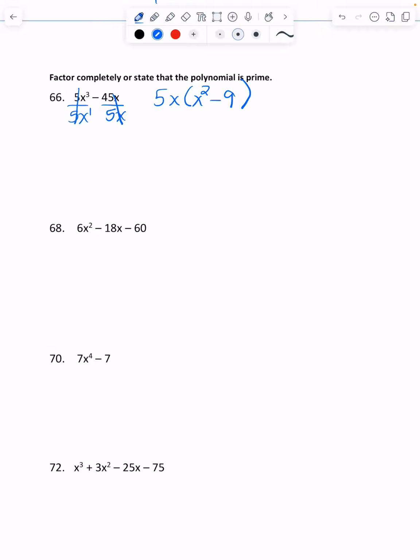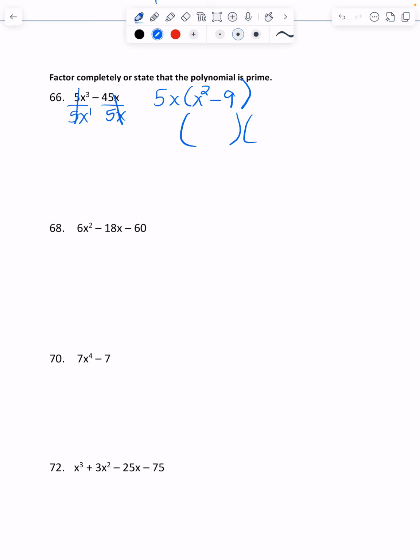That 5x, your GCF, is part of your answer all the way down. Do not lose your greatest common factor. But then go to the next part. Follow your rules. Count your terms. I have 2 terms. When I have 2 terms, it's going to be squares or cubes. So x to the second obviously is a square. 9 is a perfect square. So then I have to remember, how do I go back and factor the difference of perfect squares?